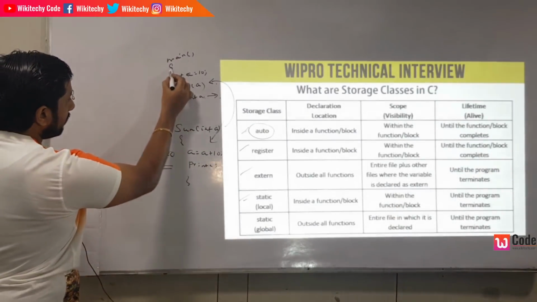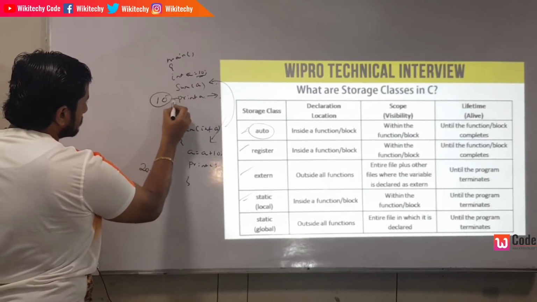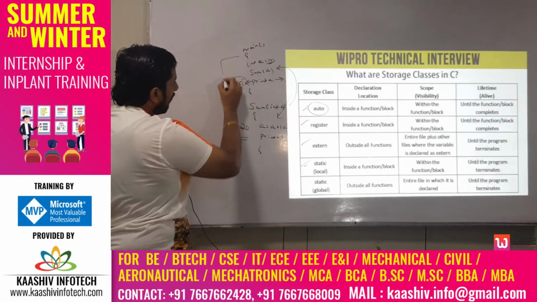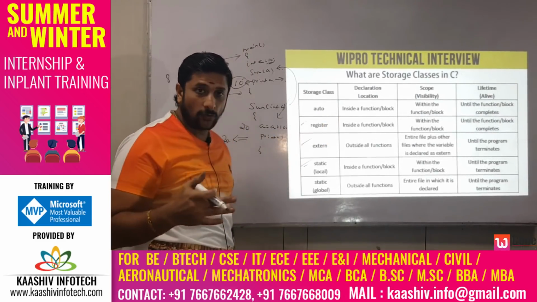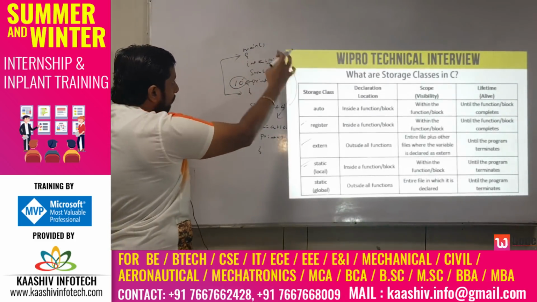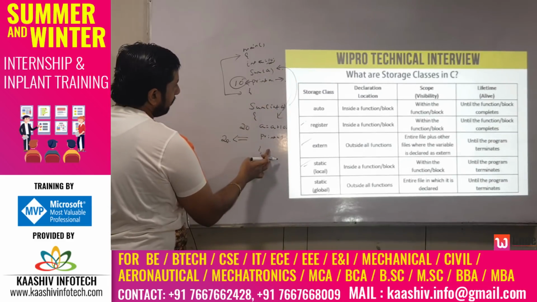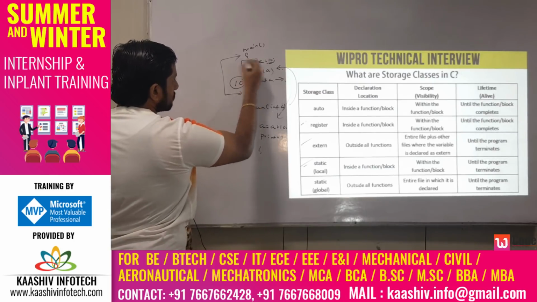The reason is that in this loop, the value is 10. So the value that will be printed is 10, not 20. The nature of a variable inside a particular loop is called auto. By default, this is called a local variable. In this scope, the a value is 10. In this scope, the a value is 20. So this is called auto. By default, int a becomes auto.